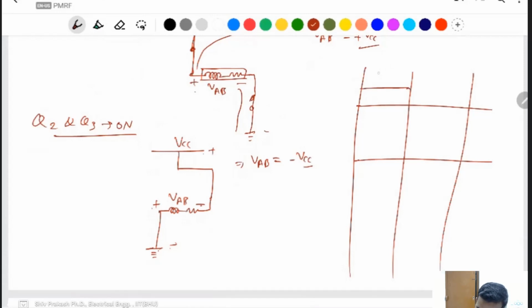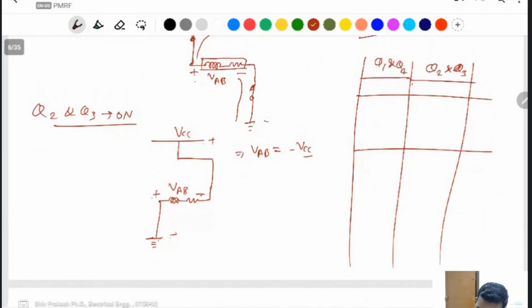If Q1 and Q4 are on, or Q2 and Q3 are on in this time period, what is the output? When Q1 and Q4 are on, this one is the plus VCC. When Q3 and Q2 are on, this one is the negative of VCC. This will finally convert to the output plus VCC and minus VCC.